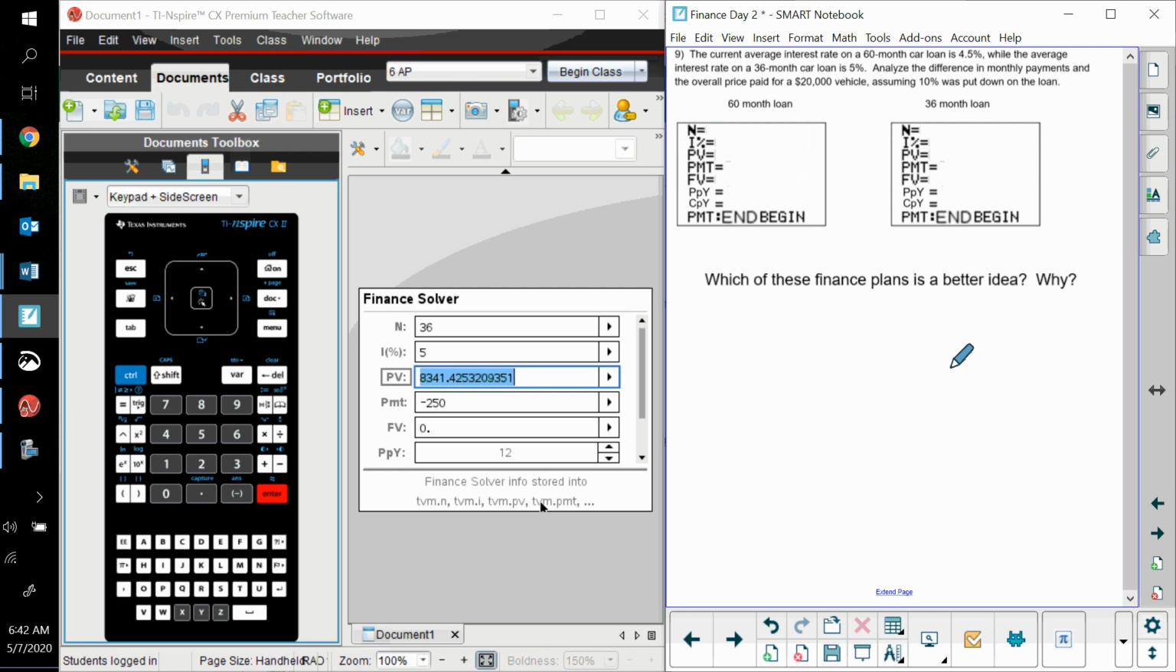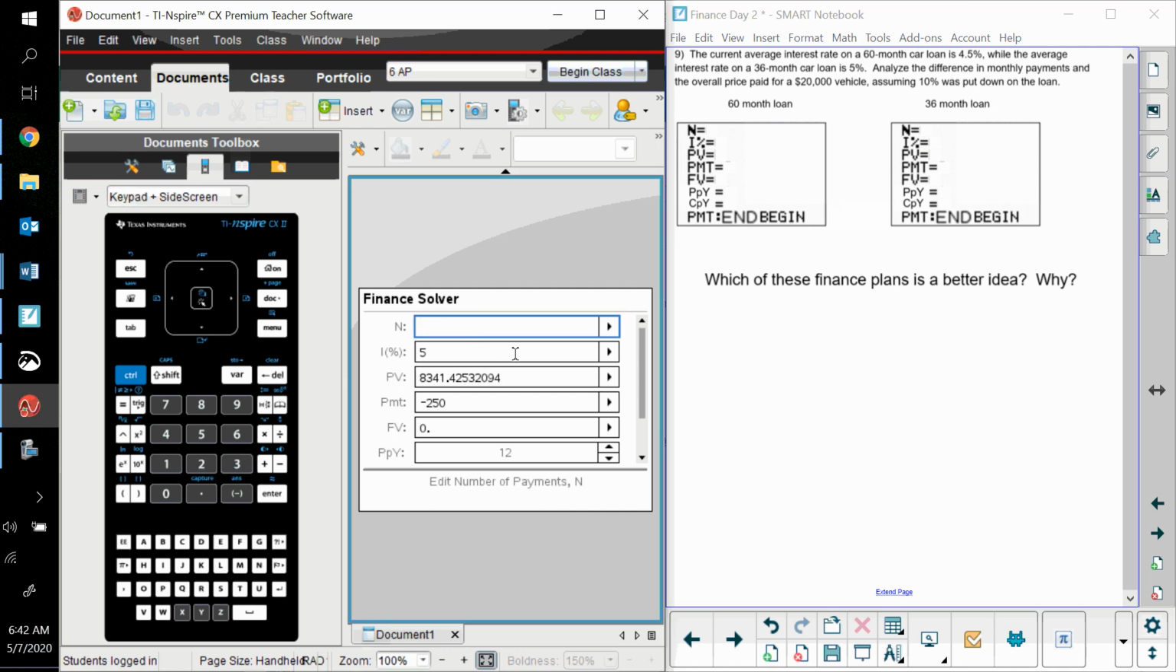So the next page: the current average interest rate for a 60-month car loan is 4.5%, while the average interest rate for a 36-month car loan is 5%. Analyze the difference in monthly payments and the overall price paid for a $20,000 vehicle, assuming 10% was put down. All right, so let's clear these out to start fresh. So we are going monthly, so we'll keep the PPY 12. So we're doing 60 months. It's already in months, so we don't have to multiply.